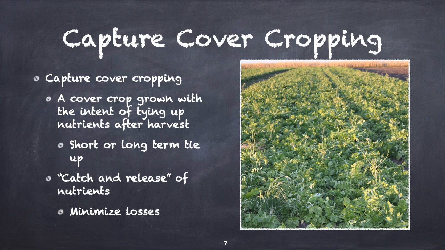We want to minimize these losses. In this case, I did some tillage to break up this alfalfa, and then it sat bare for the winter and the next spring. Those nutrients that were sitting there potentially would be lost through leaching, volatilization or erosion. So we want to cover that ground. We want to have that living root. We want to tie up those nutrients.